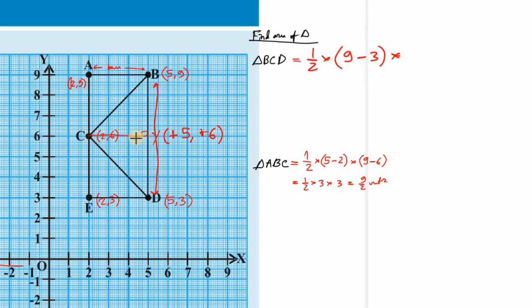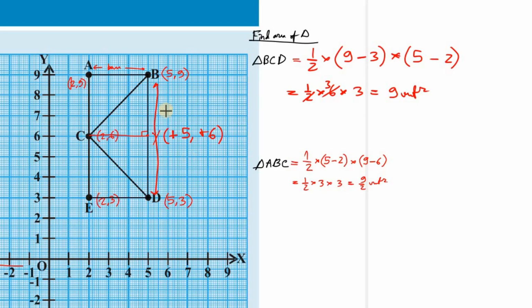Which one is height? This one is height. So look into the difference of the x-axis coordinates of c and y. So it will be plus 5 minus plus 2. Okay? Understood? 5 minus 2. So it is basically half into 6 into 3. So this will be cutting out. So it is basically 9 unit square.